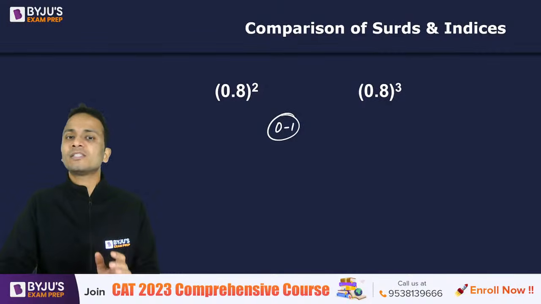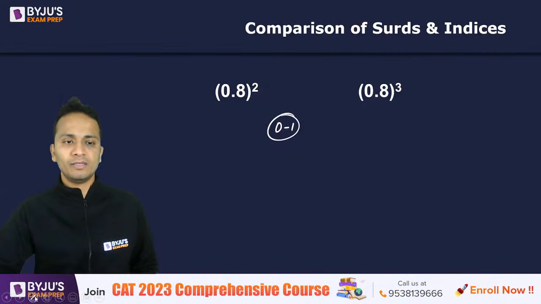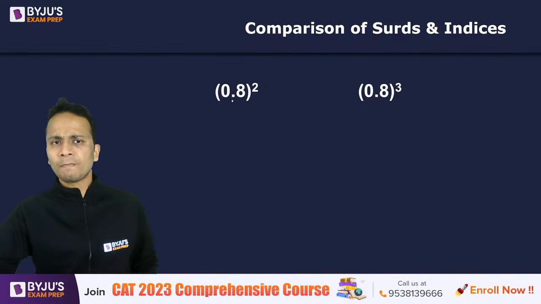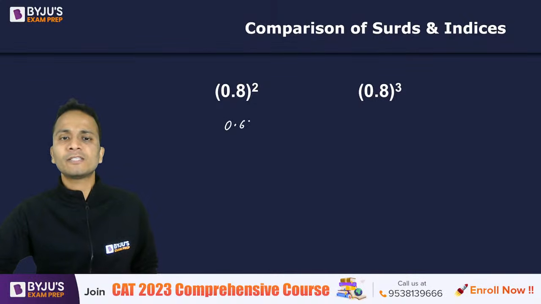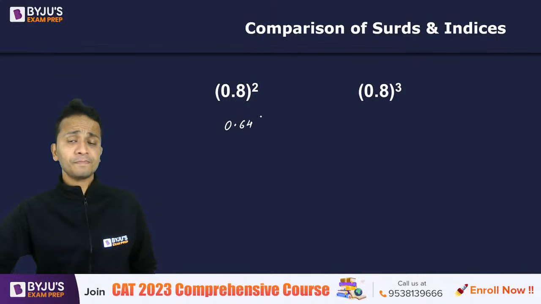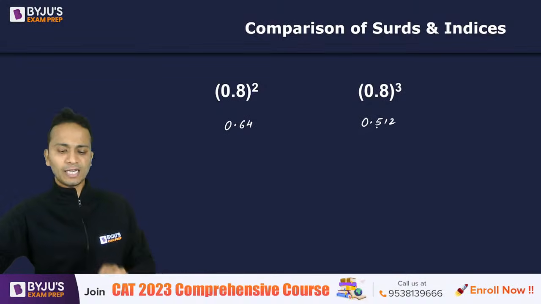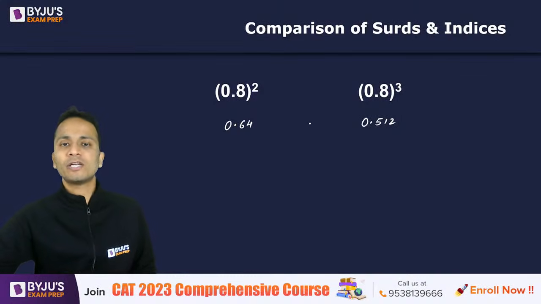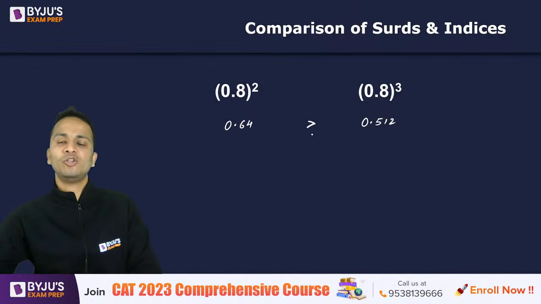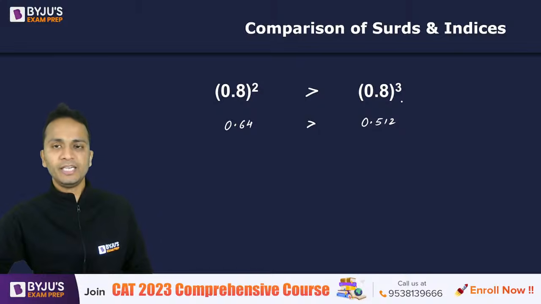If the base is between 0 and 1. अगर मैं solve भी करूंगा, 0.8 square will be written as 0.64. Okay. 0.8 cube will be written as 0.512. These are the values. Okay. So 0.64 is definitely greater than 0.512. So 0.8 square will be greater than 0.8 cube.